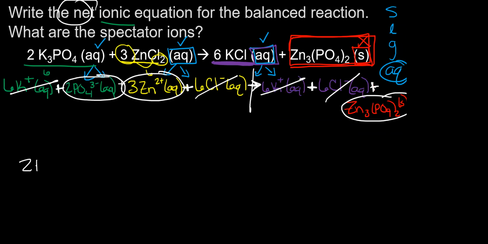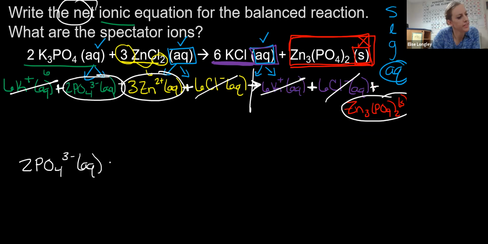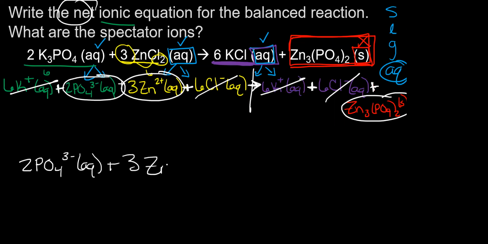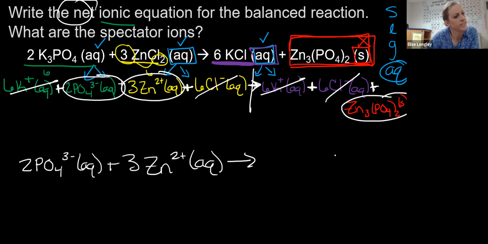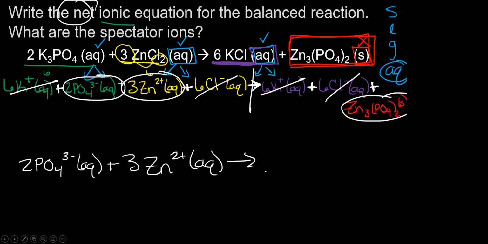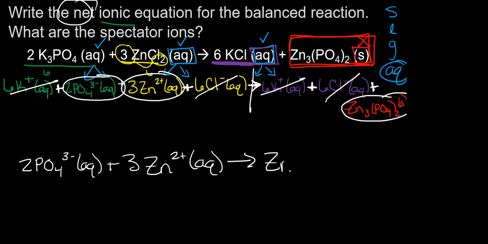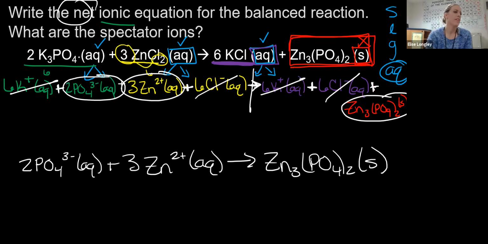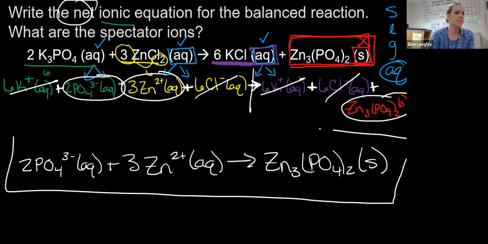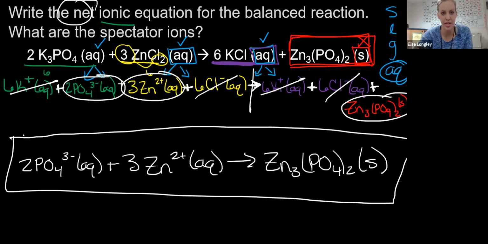2 PO4 3 minus, it's aqueous. Perfect. Plus 3 zinc 2 plus aqueous. Okay. Arrow, and then yields. The word is yield. Most people say arrow. It's yield. Yields zinc 3 phosphate 2, and then it's solid. Yep. This is the net ionic equation. It's everything left over. It's who's actually making the reaction happen. This is a chemical reaction because of this part. Okay. All right. Something changed.